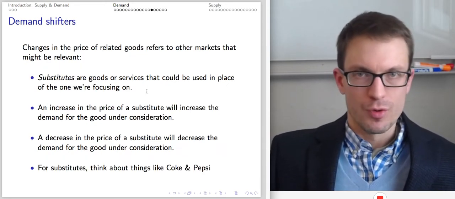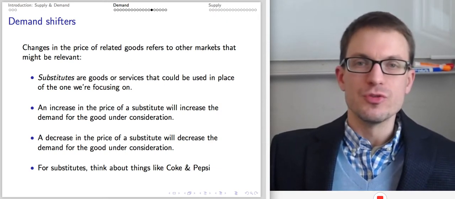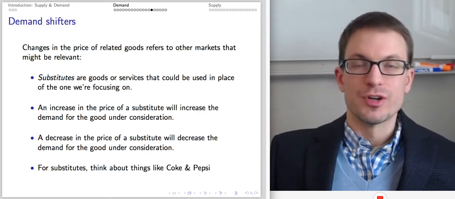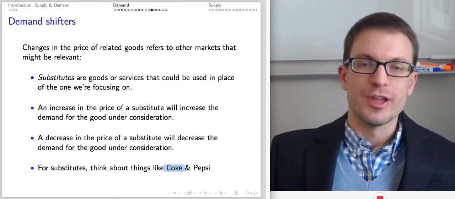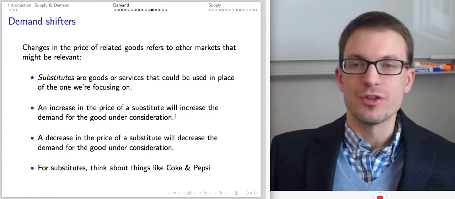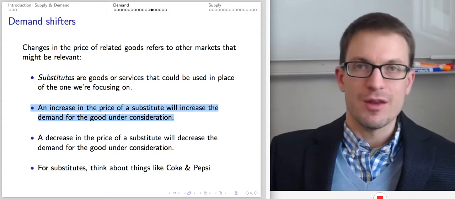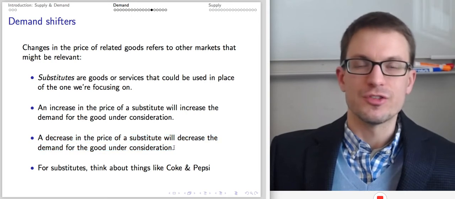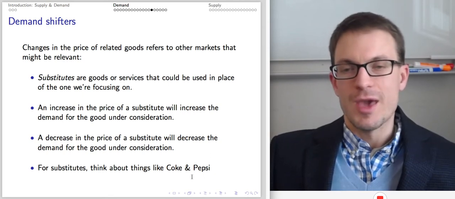I'm going to introduce a couple of important definitions, substitutes and complements. The changes in the price of related goods refers to what happens in other markets that might be relevant. Substitutes are those goods or services that could be used in place of the one we're focusing on. For substitutes, I like to think about things like Coke and Pepsi. An increase in the price of a substitute will increase the demand for the good under consideration. If we get an increase in the price of Coke, we expect that's going to increase the demand for Pepsi. If we get a decrease in the price of a substitute, that'll decrease the demand for the good under consideration. If we get a decrease in the price of Coke, we expect that's going to cause a decrease in the demand for Pepsi.